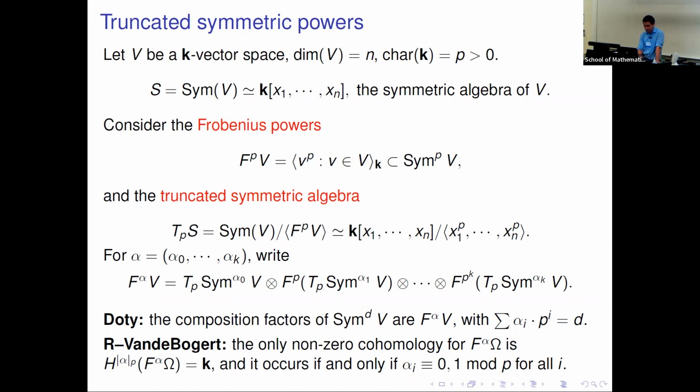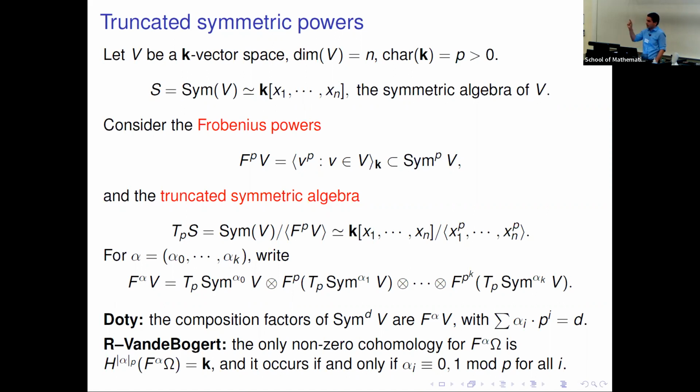power of V. Yeah, so Doty has studied this a long time ago, how to filter symmetric powers, and it turns out that the composition factors are these F alpha V's for every p-adic expansion of d. And so now, of course, these are functors, you apply them to the cotangent sheaf. I'm not imposing that I want the digits to be small. They can be arbitrarily large.